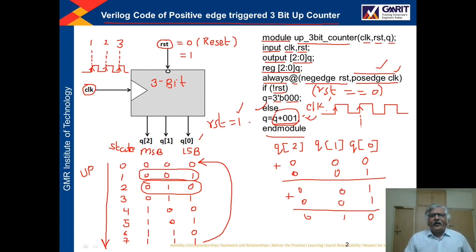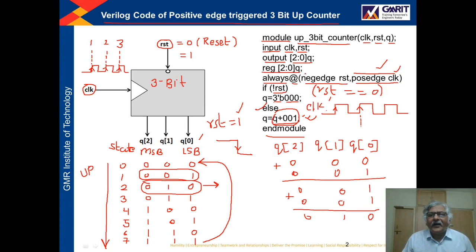Now let us see, at any point of time, if the output of the counter is 001, that is, it is in state number 2. Now we make RST equal to 0. RST was 1 and we have made RST 0. You see there is no change in the clock signal, but RST has become 0.